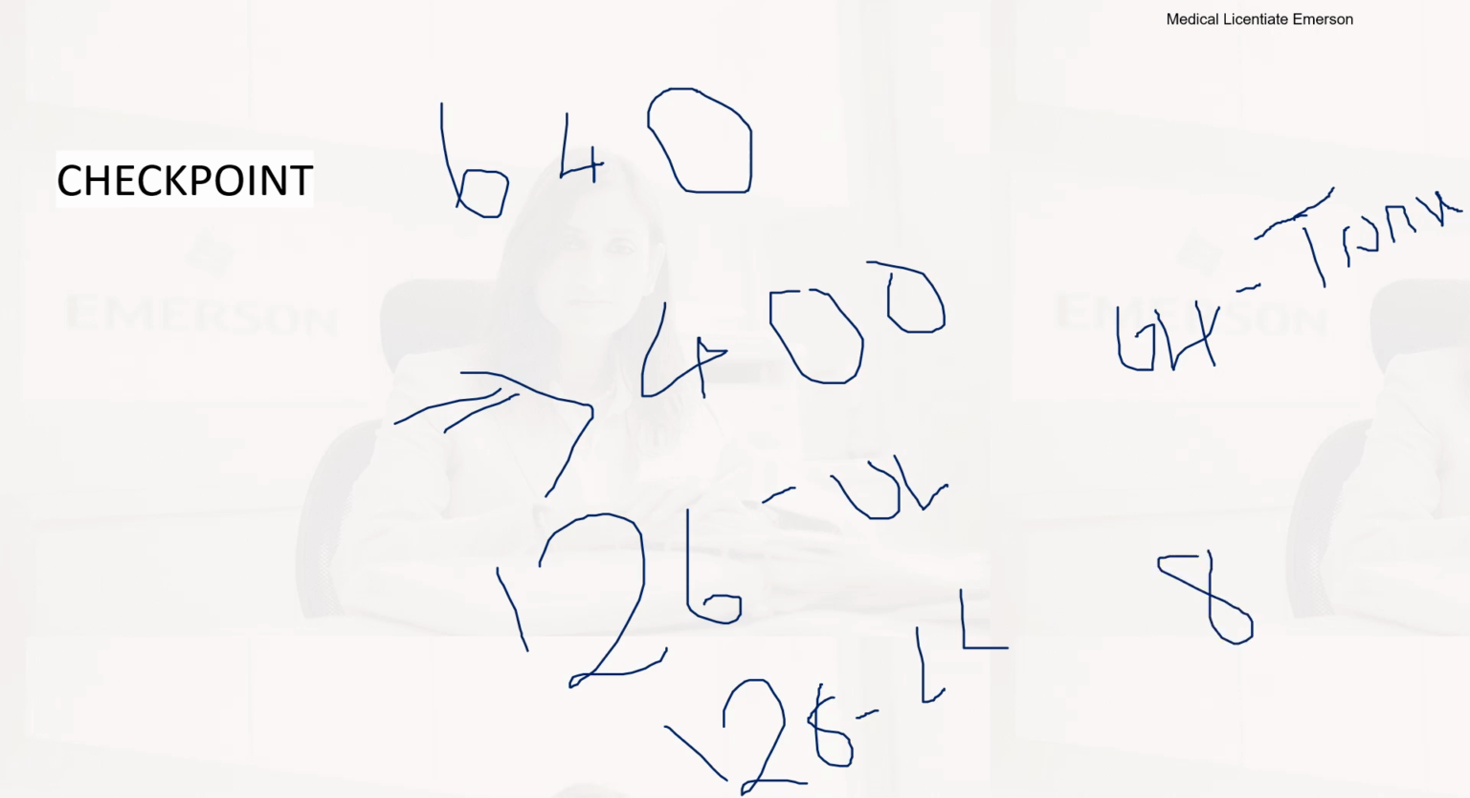Then you have 82 muscles in the head and neck. So head and neck, you have 82 muscles. 82, 64, 128, 126. There are a lot of muscles.